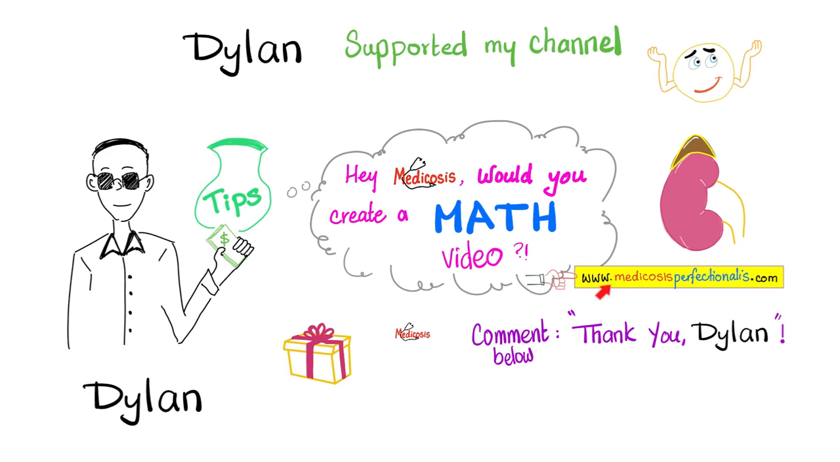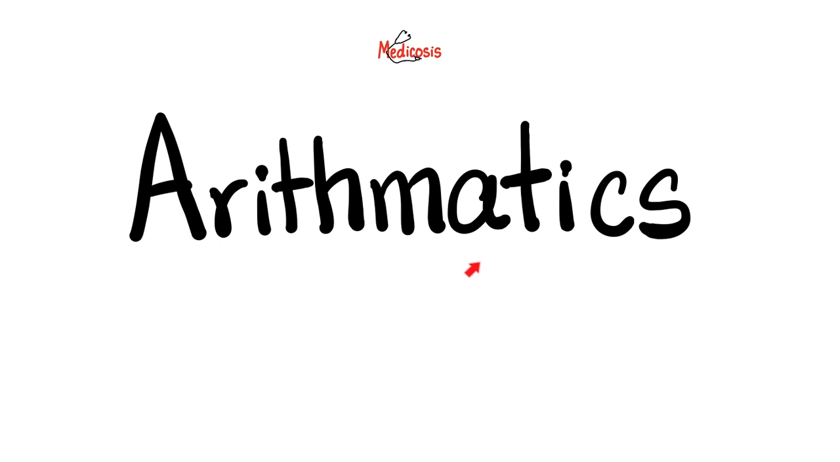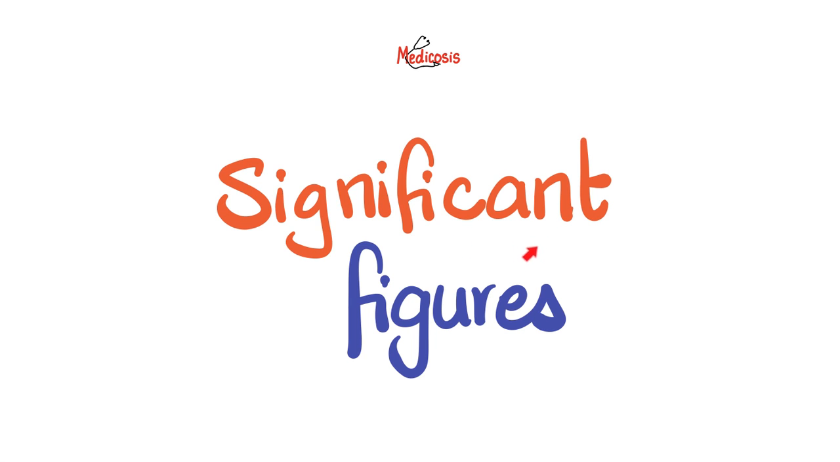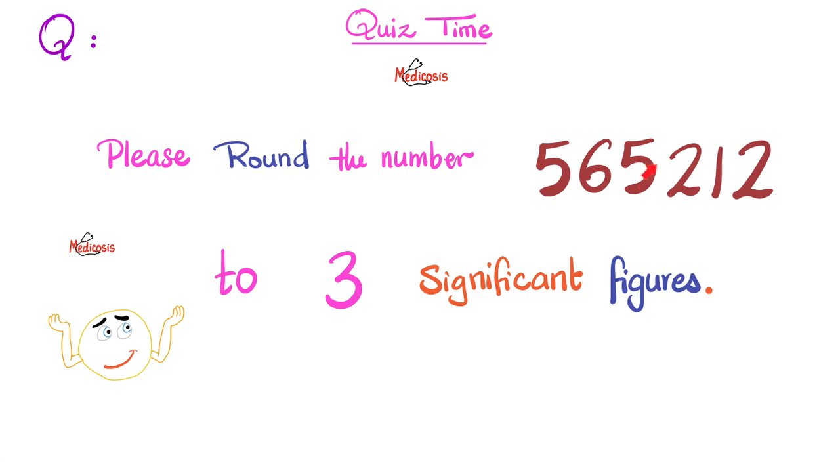Let's start by reviewing some arithmetics: multiplication, division, addition, subtraction, etc. Starting with significant figures. Can you please round this number to 3 significant figures? Okay, so here's the first, the second, and the third, which means I can write this as 5, 6, 5, and then these are 3 significant figures. I'm done. But do you think 565 is the same as 565212?